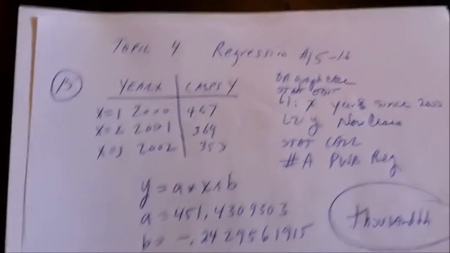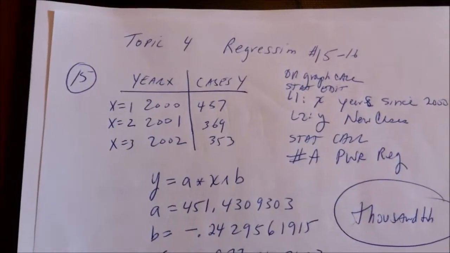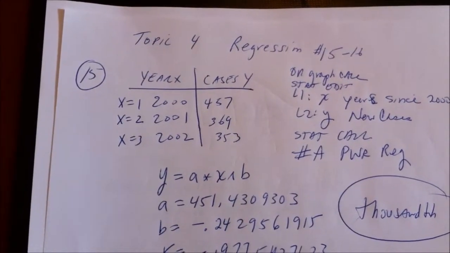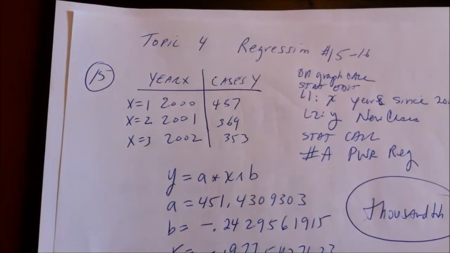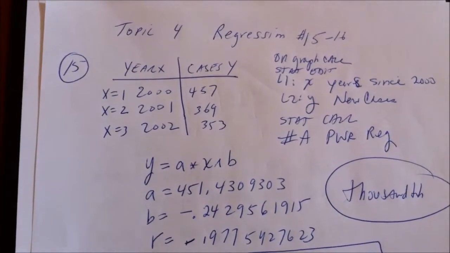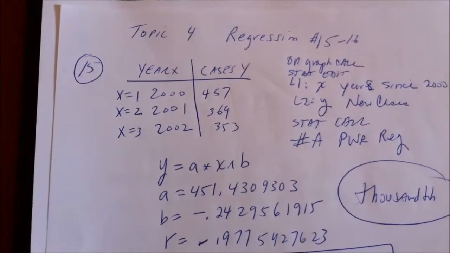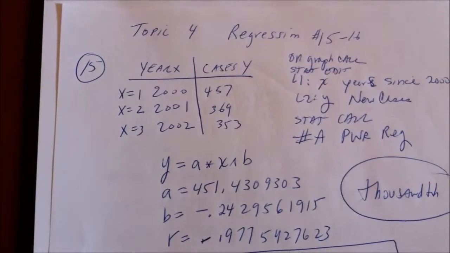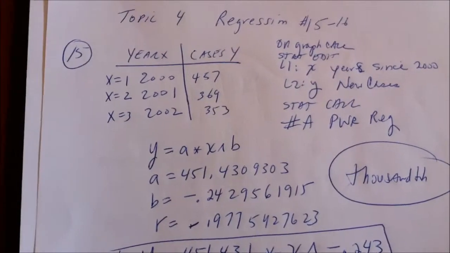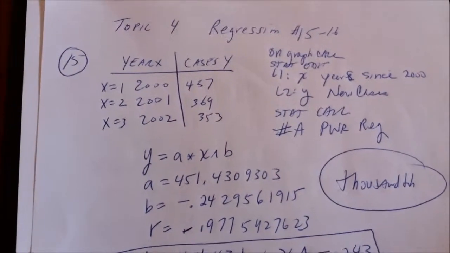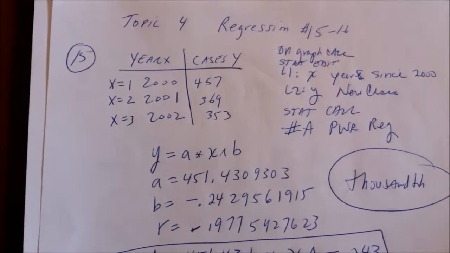Number 15 is regression. And what's a regression? Well, a regression means you're going to collect data in two variables, x and y. And based on putting that data into the calculator, or using a formula for that matter, we get so used to calculators, this used to be done by hand, you create a regression equation.